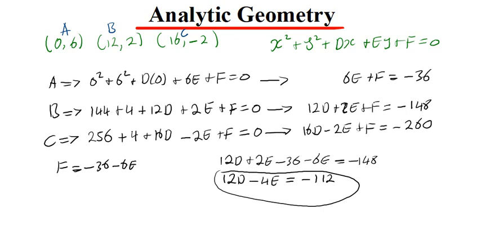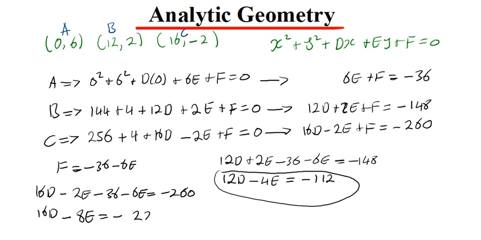Now let's talk about the other one. So we have 16d minus 2e minus 36 minus 6e equals minus 260. Okay, so this would be 16d, that would be minus 8e. So we have minus 260 plus 36. This turns out to be negative 224. Have I made a mistake somewhere?